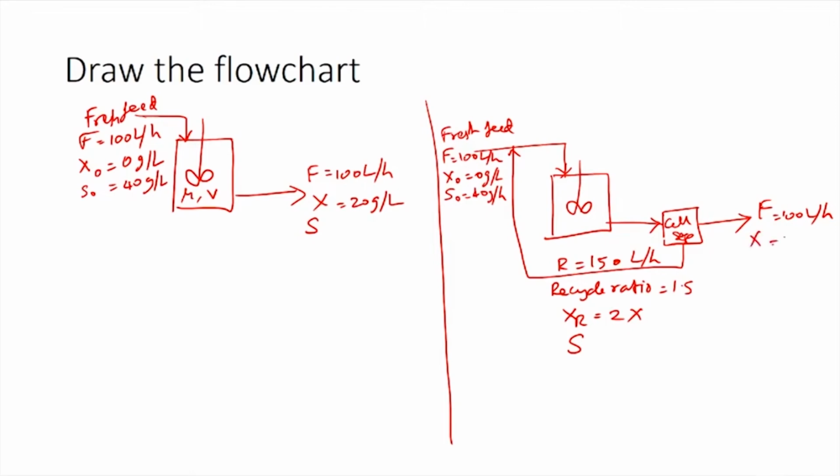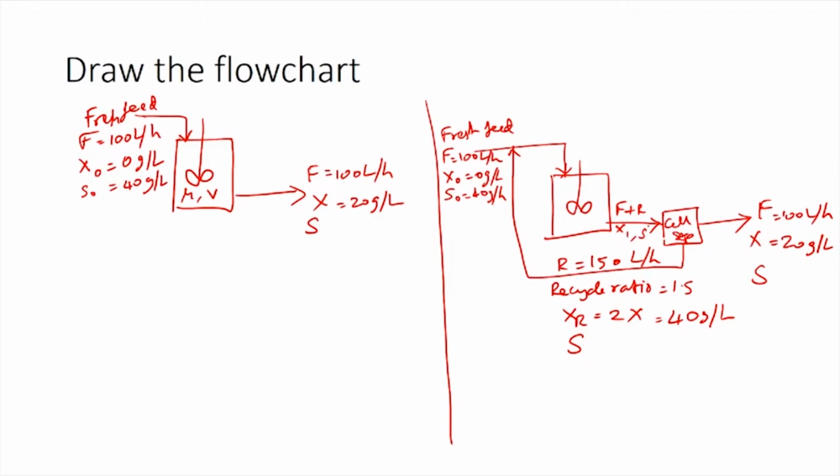The biomass concentration has been given as 20 grams per liter and this would also have an unreacted substrate which is at a concentration of S, which we need to calculate. Because we now know the value for x, we can calculate the biomass concentration in the recycle stream as 40 grams per liter. So, this stream which leaves the chemostat and enters into the cell separator would have a flow rate of F plus R and it would have a biomass concentration of x1 and a dissolved substrate concentration of S.